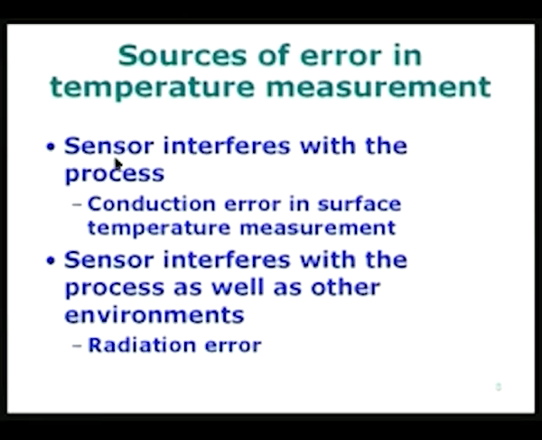One source of error is the sensor interference with the process. That means that because we have put a probe into the stream whose temperature I want to measure, some heat transfer process is going to take place.